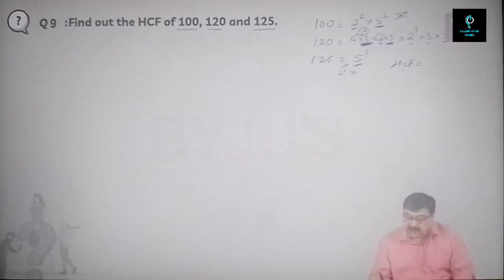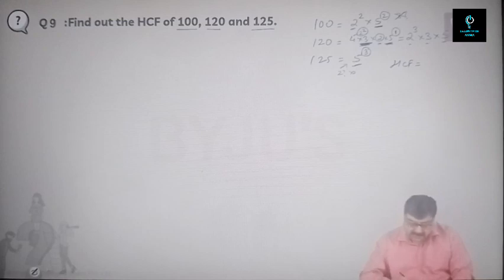Least power. We have powers of 5, this is power of 1 and this is power of 3. The least power here is 5 power 1. So our answer here should be 5 power 1, that is 5. So the HCF of these three numbers is 5.